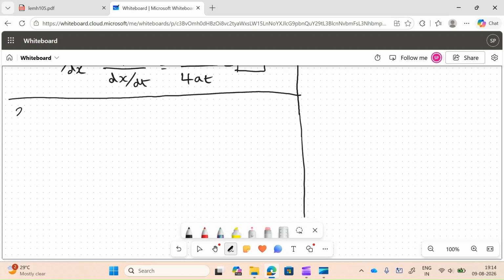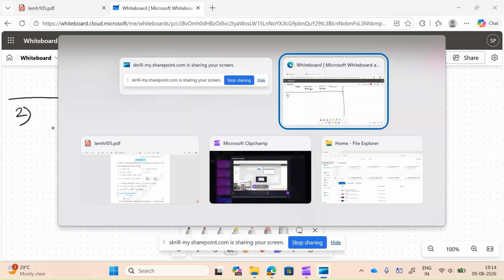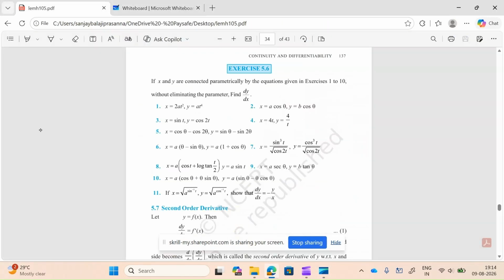Question number 2 is x equal to a cos theta.